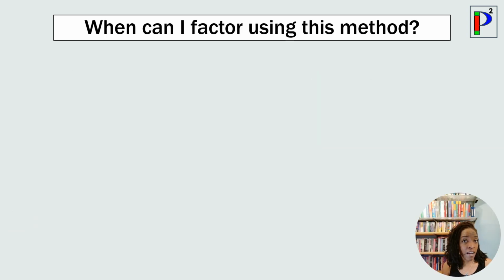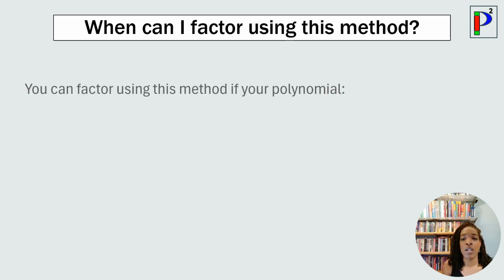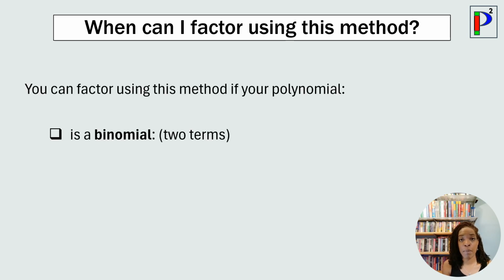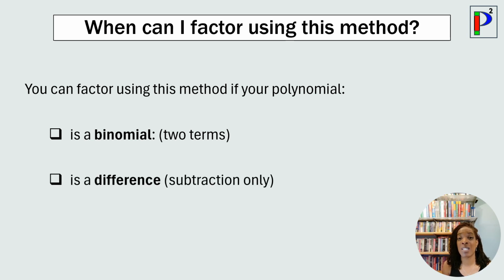So, when can I factor using this method? We have a couple of requirements. We have 3. So, number 1, it has to be a binomial, so you need 2 terms. Number 2, it has to be a difference, so subtraction only. If you see a plus sign, can't do it. And finally, it must be 2 squares. Let's jump on in and try an example.